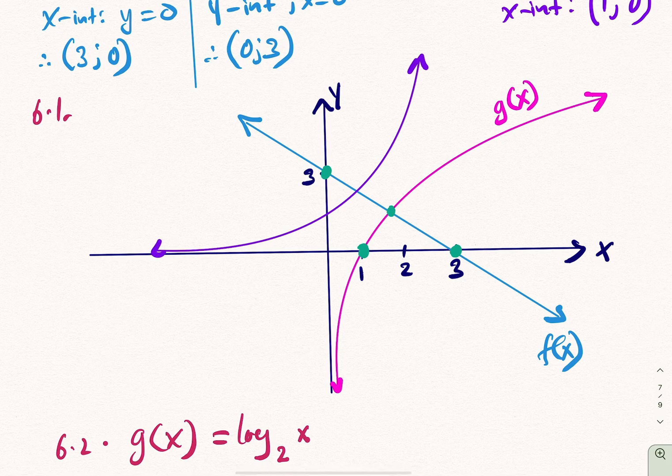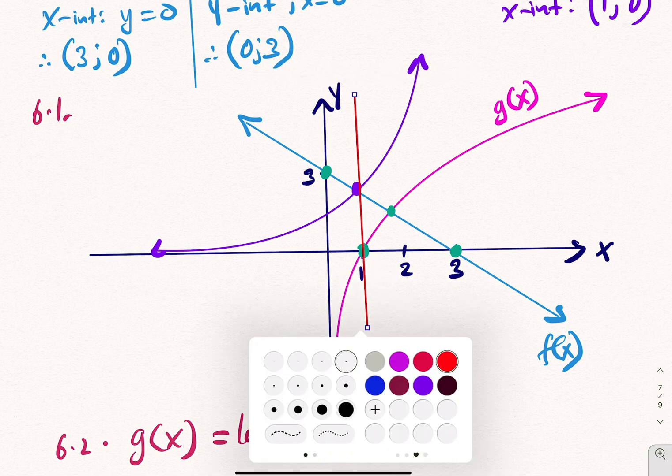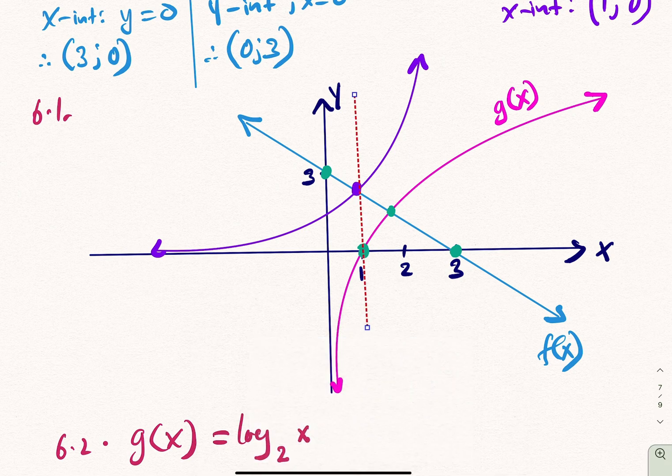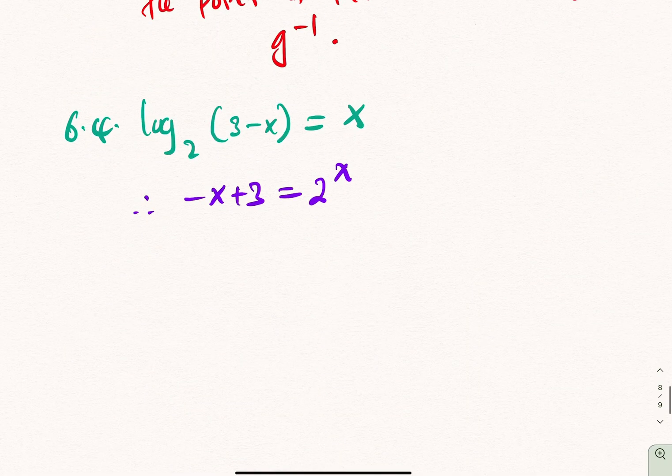So let's check. The graphs are intersecting here. What is the x value there? They are intersecting at 1. I hope you guys can see that. This line here is where they are intersecting. At that point, x equals 1 for this equation.